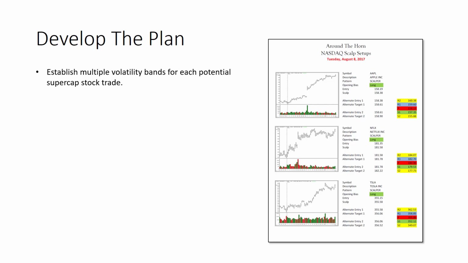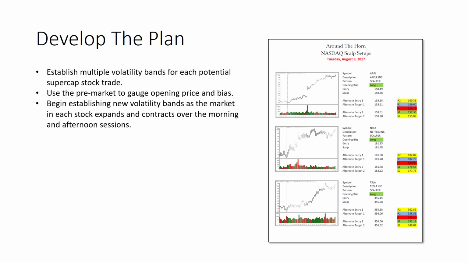I'm going to get into how to handle higher price stock like that in a few minutes here. But for now, let's just review those basics. You want to get your nice tight volatility bands. You're going to use pre-market data to gauge the opening bias. And then if you do intend to hang with these over the course of the session, you're going to want to start developing new sets of bands over the course of the morning as the range expands and contracts.